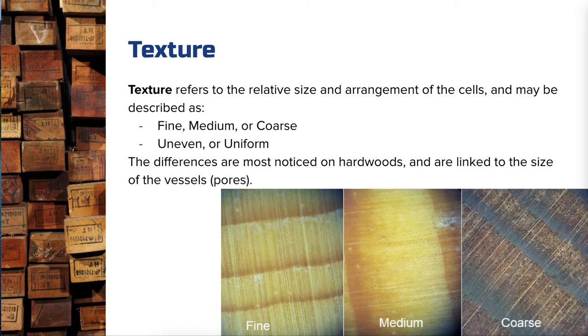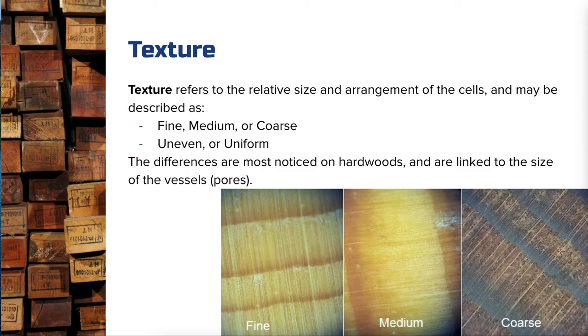Now, these differences are most noticeable on hardwoods, and it's fairly closely linked to the size of the pores or the vessels within the timber. So if we know that those vessels are the way that the nutrients are transported, in a hardwood, the vessels are much larger, therefore we can notice it more in a hardwood.